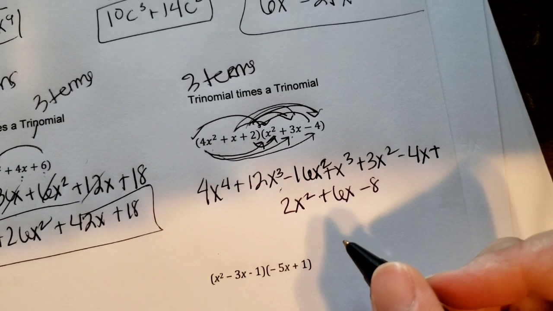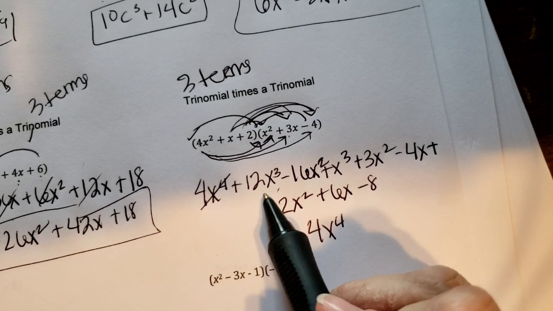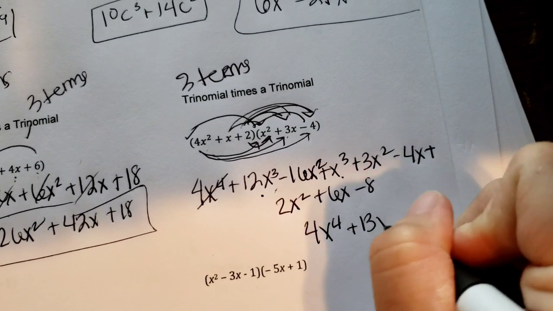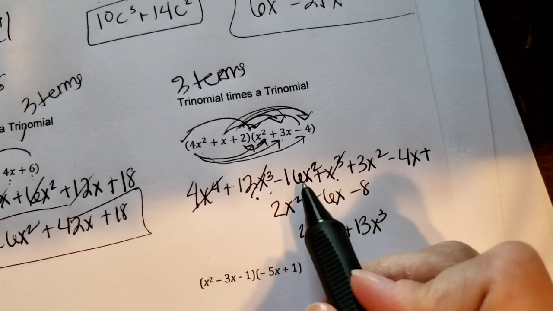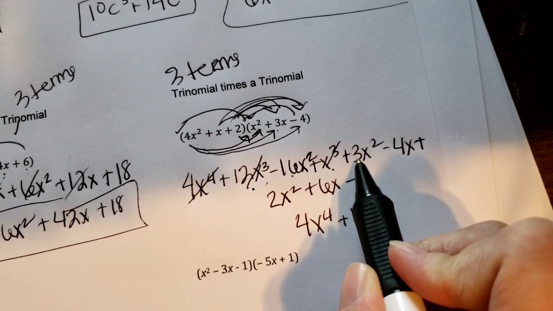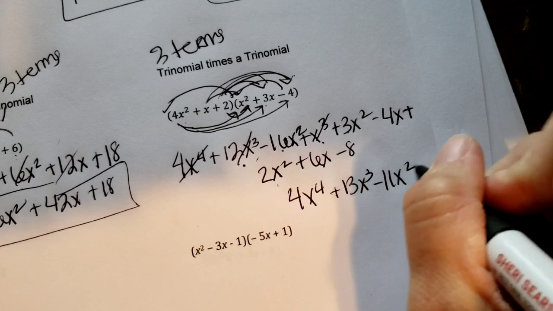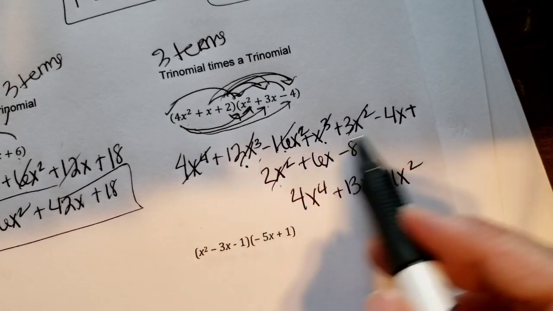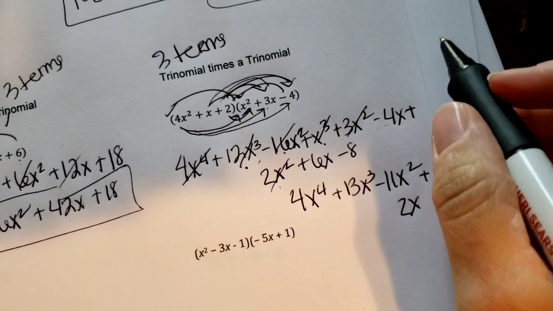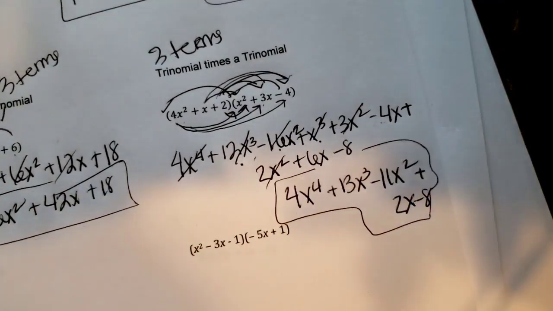Now to combine like terms when possible. So 4x to the 4th has no other x to the 4th. 12x cubed plus 1x cubed is 13x cubed. X squared, you've got negative 16 plus 3, which would put you at negative 13x squared, plus 2x squared puts you at negative 11x squared. So the x squareds are taken care of. Now the x's, so negative 4x plus 6x will be 2x, and then minus 8. I should have probably put that all in one line, but it's all there, and that is what you have, okay?